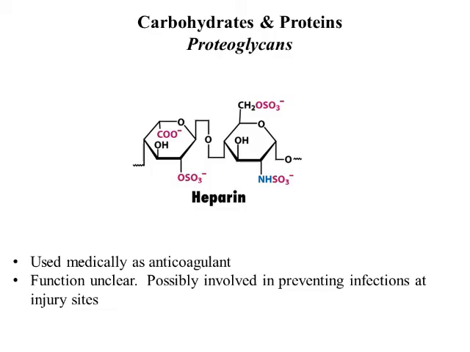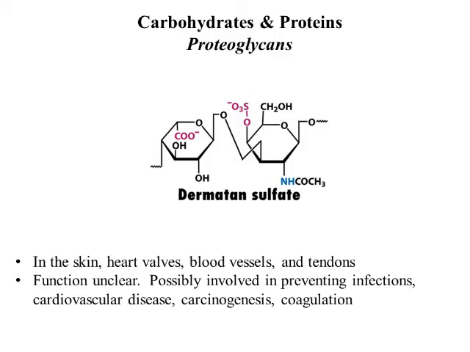Heparin. Heparin is used in hospitals all the time as an anticoagulant. We don't know why we're producing it, but we think it prevents infection at injury sites as well, because it's such a big molecule that it can form a physical barrier against bacteria. We think so. It's in our body.